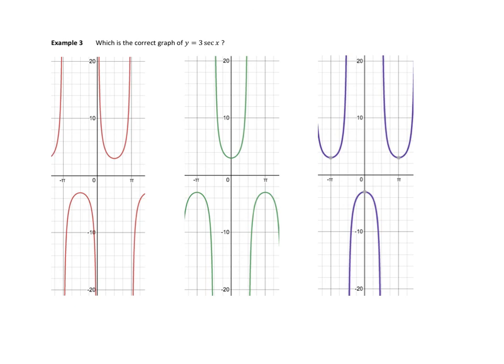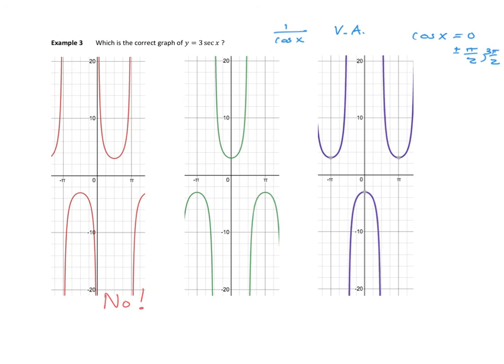So if we recall that secant is the reciprocal of cosine, if we want vertical asymptotes, I want to find places where cosine is equal to 0. And that happened at plus or minus pi over 2 and 3 pi over 2 and so on. So if I look at this first graph, there is a vertical asymptote at 0 as well as at pi and negative pi. So I know this first graph cannot be the correct graph.